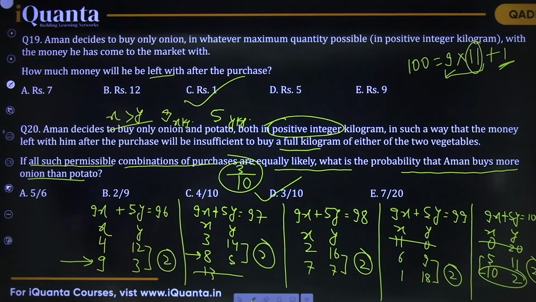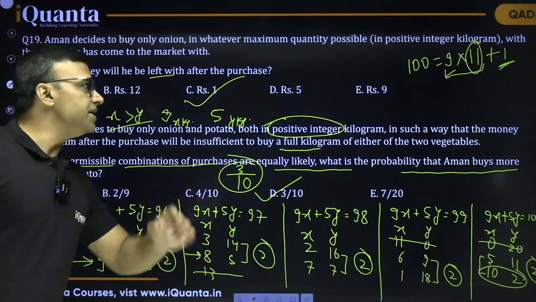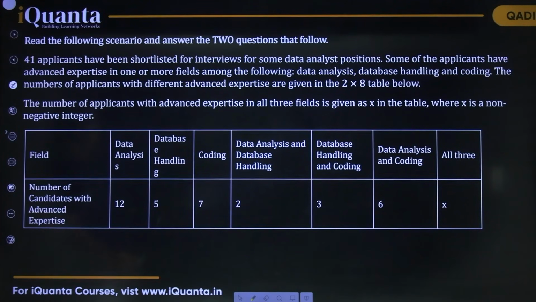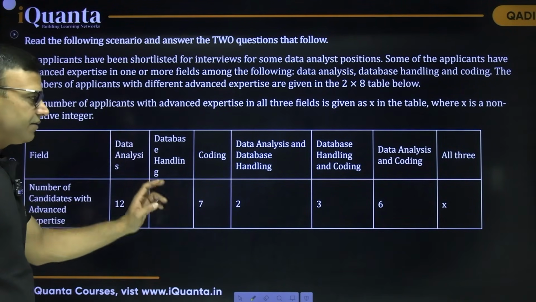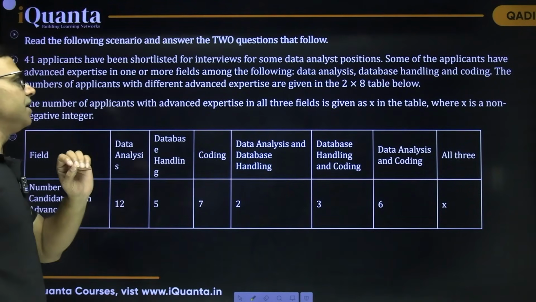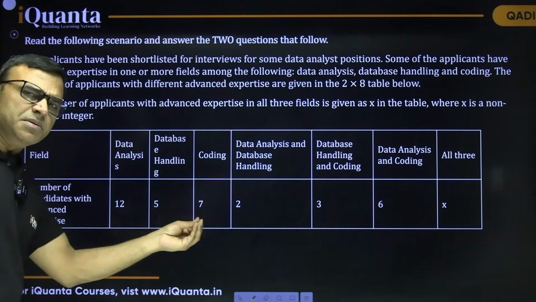Mix of probability, numbers, integer solution, everything. So option D, 3 by 10 is the correct answer. Now this is one DI set, slightly easier one, because one is that the language is pretty simple. The second one is based on Venn diagram a little bit, but very easy and very simple distribution, very simple numbers.